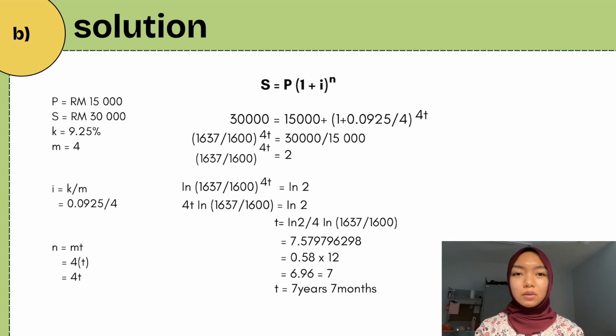Question B. We also need to find the value of N and I. To find the exact time, we need to use the formula S equals P bracket 1 plus I bracket power N. As you can see, after we insert the numbers and calculate, we still don't get the final answer. So, we need to turn it into log. After all the calculation, the final answer is 7 years and 7 months.